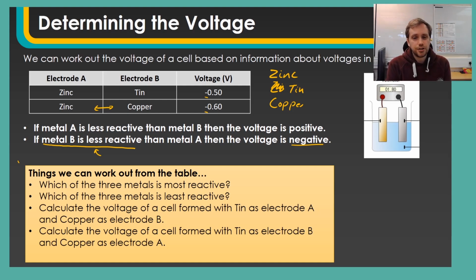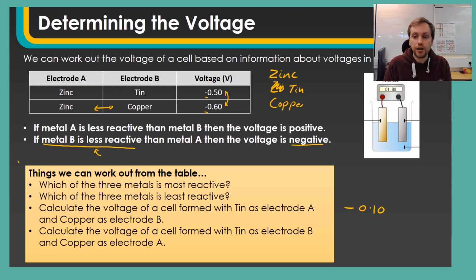The next thing we've got to do is work out the voltage formed where tin is on electrode A and copper is on electrode B. Well, I'll do positives and negatives first. Tin is more reactive. So if tin, the more reactive thing, is on A and the less reactive thing is on B, that means my voltage is going to be negative. And to work out the magnitude, I find the difference between the two voltages in the table, which is 0.1. So that first calculation is minus 0.10. I'll use the same number of decimal places as the question.